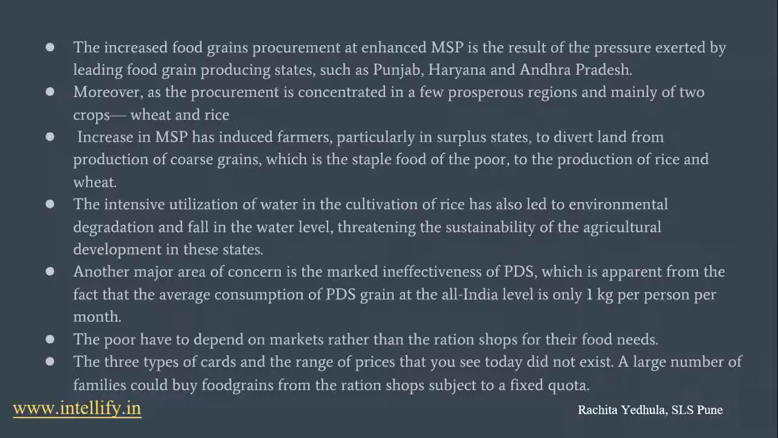Now, the people in charge of the PDS system, the governments, have sometimes been found resorting to malpractices like selling poor quality grains or diverting these grains to other markets, hoarding these products, etc. Now, after the introduction of the three card system, that is the different quota depending on your income level, the situation has improved. However, there is a lot of room to grow, but the three card system that you see today has drastically changed the situation.